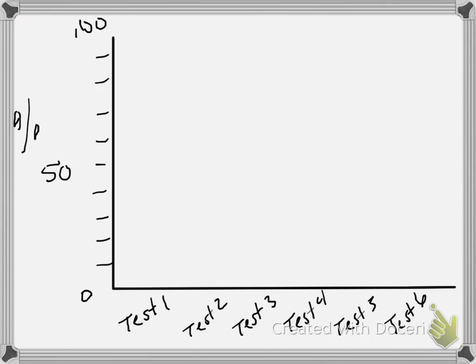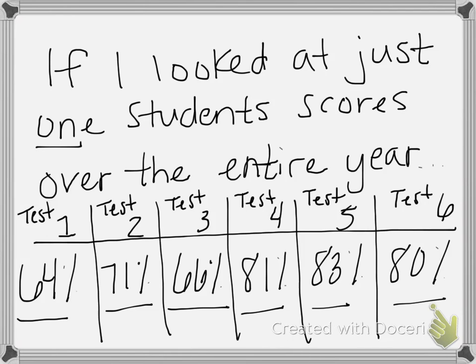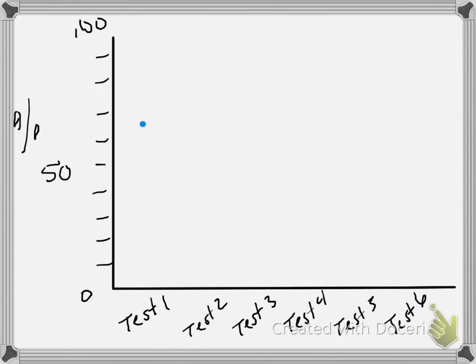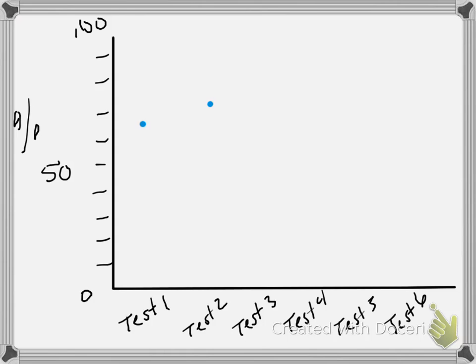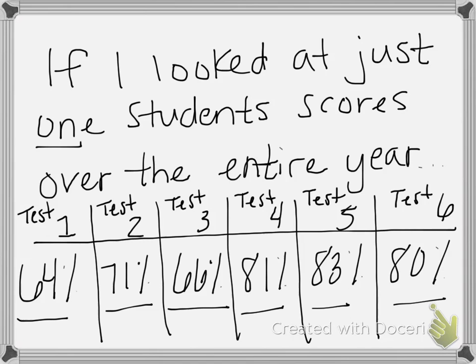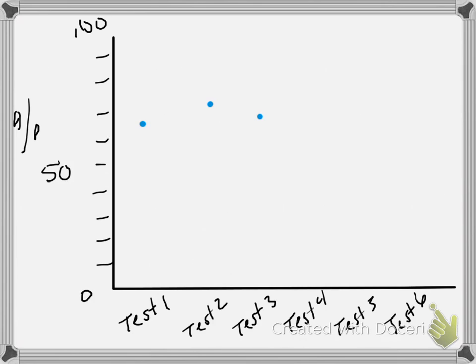So let me get something that I can place a dot. So I'm going to be right about there. So 64%, about in the middle of 60 to 70. My next one's a 71%, so I'm going to be just over that 70 line. Then I see I go back down to a 66, so very similar to the first dot, kind of in between those two. I'm going to go up to an 81% for test 4.